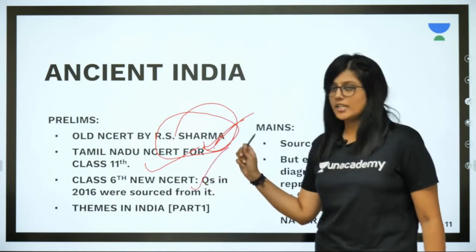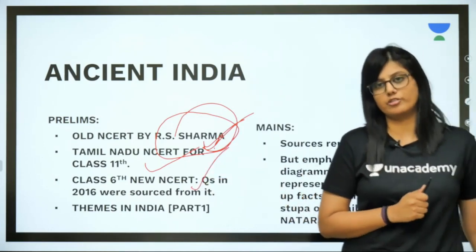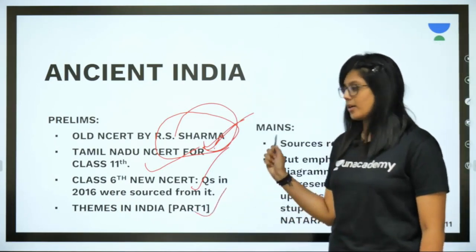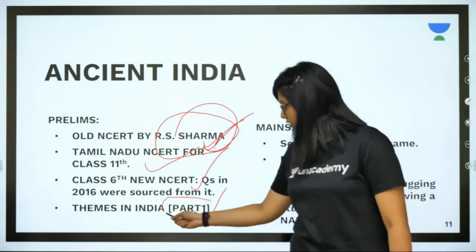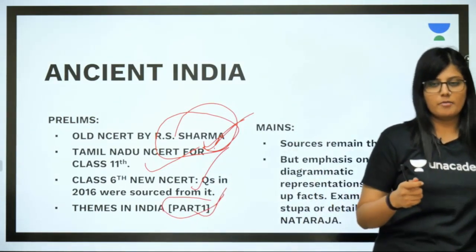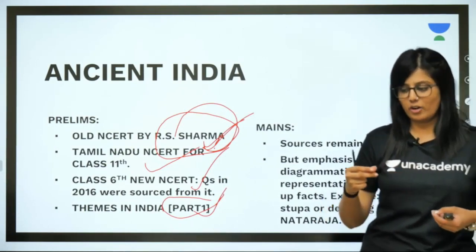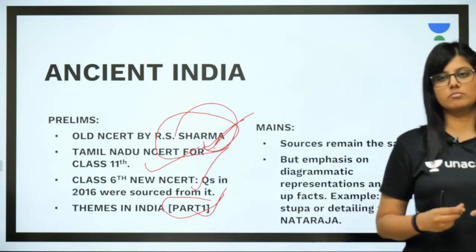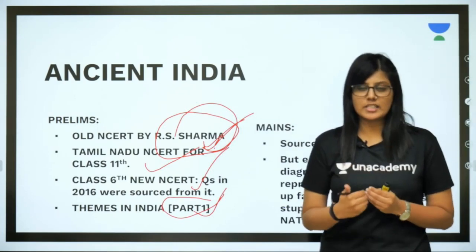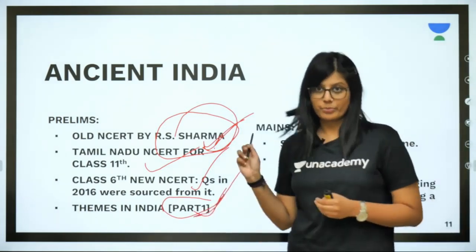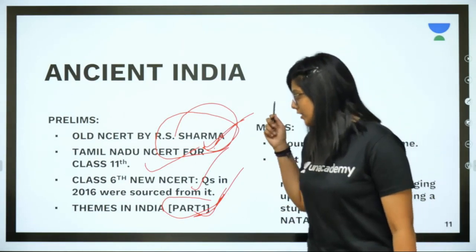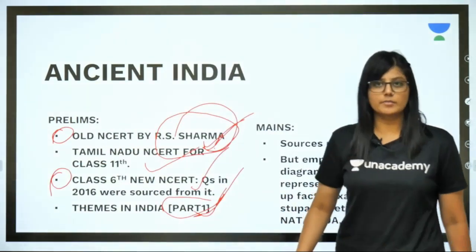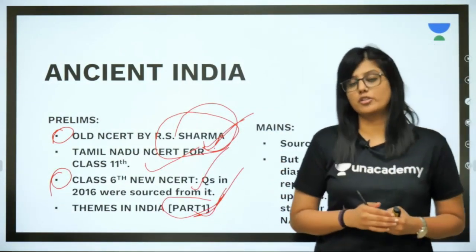I also used the class 6 new NCERT. Read it because 2016 had a lot of questions from it, like one-word questions, what does this mean, what does this mean types. And Themes in India Part 1, you can use that also. Basically, why I used this was when I was buying the books, I saw Themes in India Part 1, it's a very easy read. There are not more than 3 pages in it. So you can also pick this up and read it for ancient India. Ideally, if you ask me about these four, I would give a lot of importance to these two, because both of them are the sources of ancient India study.